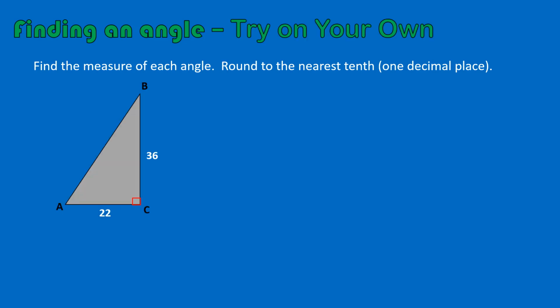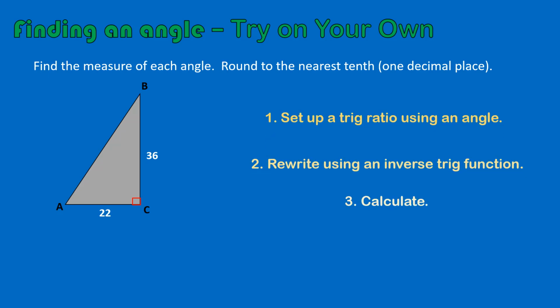So here's our last problem, and I want you to try this on your own. Here are the steps to kind of help you along. Set up a trig ratio, rewrite it using the inverse trig function, and then calculate. Go ahead, hit pause on this video, try it out, and when you've done that, come back and hit play and find the answers.